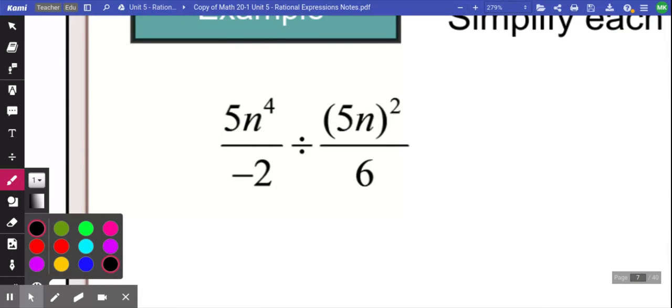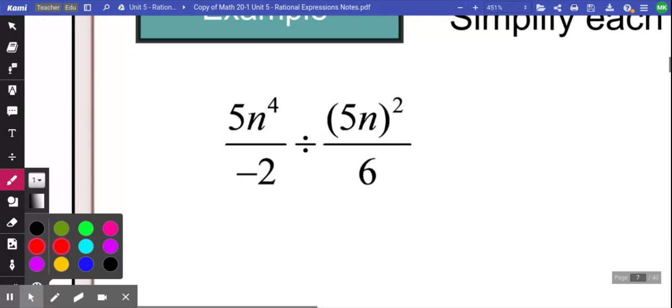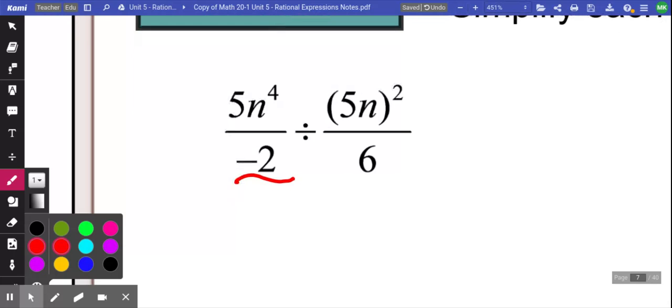First step is state your NPV or factor. We can't factor this one. So then we state our NPVs. If I look at this denominator, none of this denominator can divide by 0. It's fine. There's no way negative 2 is going to become 0. Look at this denominator. It's just 6. There's no way 6 is going to become 0. So it's fine. But if I look here, because I am dividing by the entire fraction to the right, this cannot equal 0. That means my NPV is n cannot equal 0.